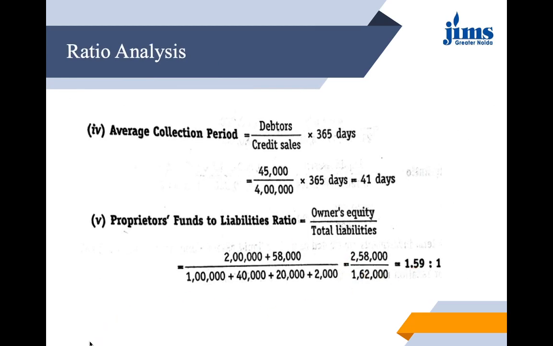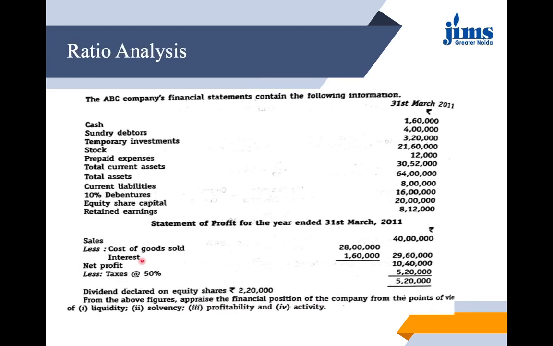Let us see some more questions. This is a pretty good question. This kind of a question can appear for 15 marks in exam for sure. So from these figures you need to appraise the financial position of the company from the point of view of liquidity, solvency, profitability and activities. See, in this question they have not mentioned which ratios are to be found out. They have just given you the categories. So you need to see first of all which ratios are to be calculated in which category if it is given to you in exam.